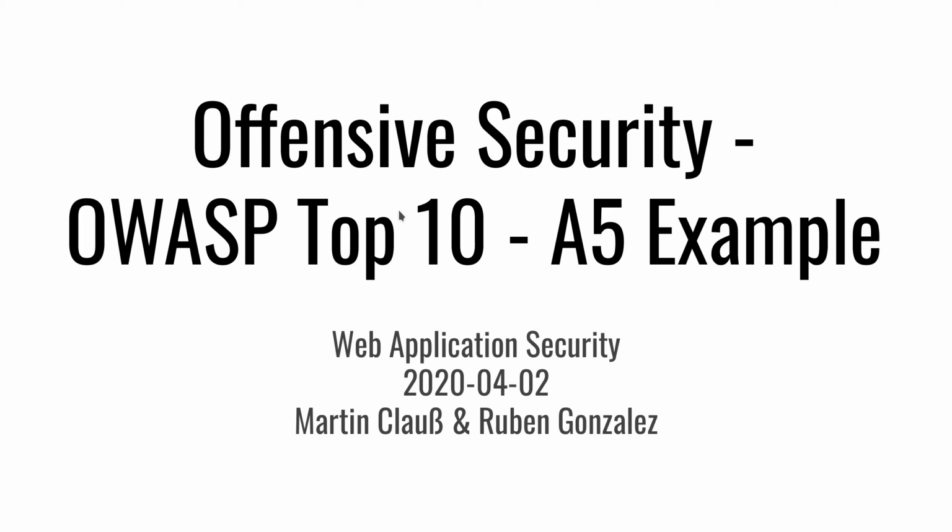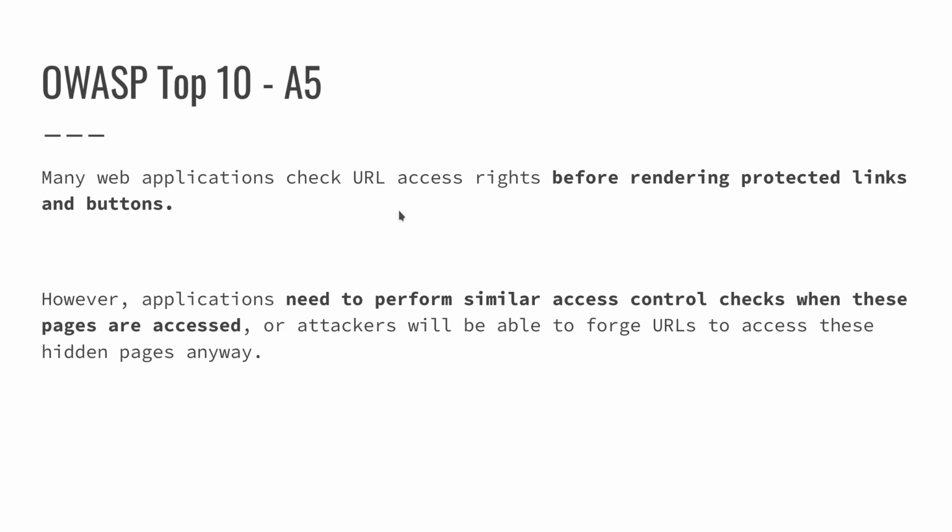Okay, as promised, we're going to look at an example of A5 in the OWASP. A5 was the case where web applications check URL access rights before rendering protected links and buttons. That means if I'm, for example, logged in as a user, the web application maybe doesn't show me specific buttons for functionality.